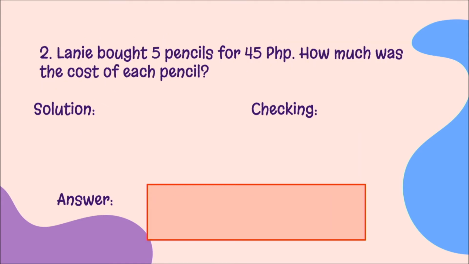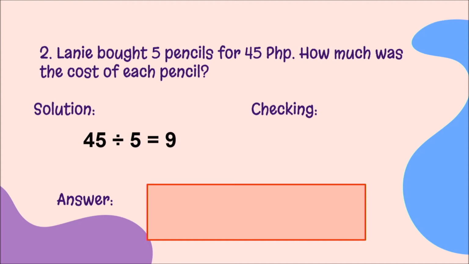Next, number 2. Lani bought 5 pencils for 45 pesos. How much was the cost of each pencil? Again, this is division because of the word each. So we have the given facts, 5 pencils and 45 pesos. So 45 divided by 5 is equals to 9.